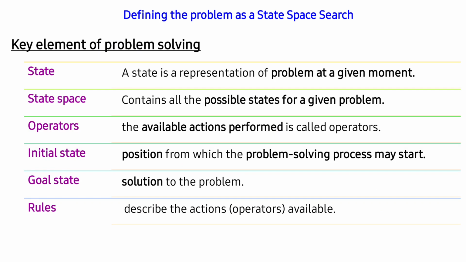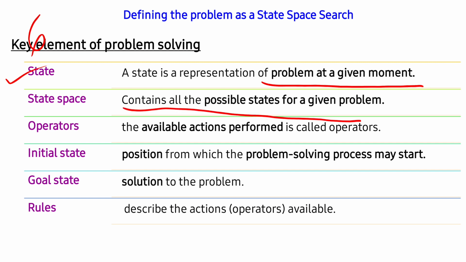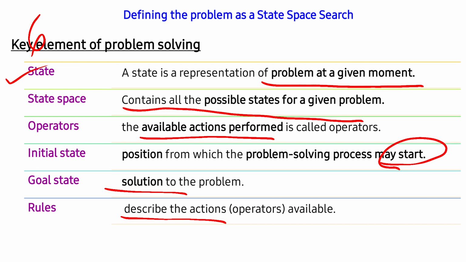Next, you're going to see how to define the problem in the state space search. You will come across nearly 6 key elements of problem solving. One is the state. So what is meant by a state? A state is a representation of the problem at a given moment. State space contains all the possible states. Operators are the available actions that can be performed. Initial state is the position from which the problem solving starts. The starting position is called the initial state. Goal state is what gives you the solution to the problem. And rules describe the actions that are available.